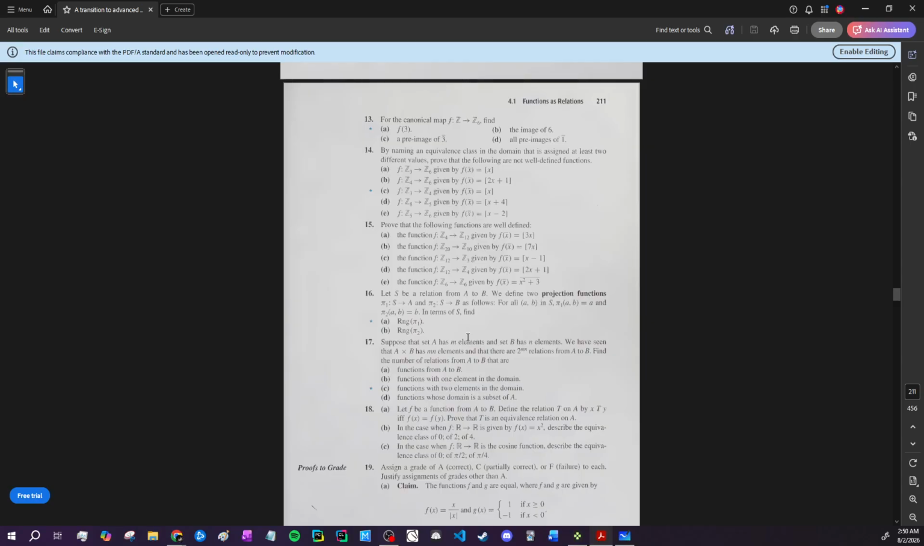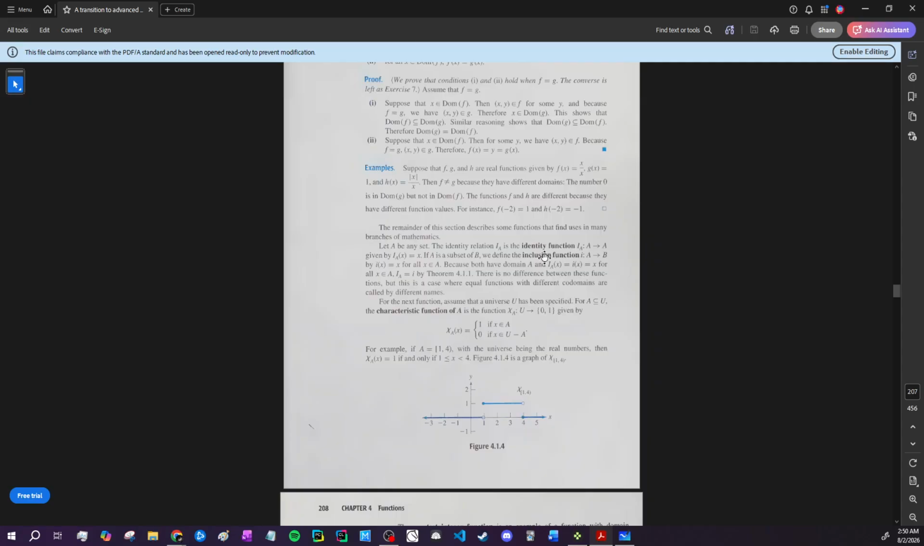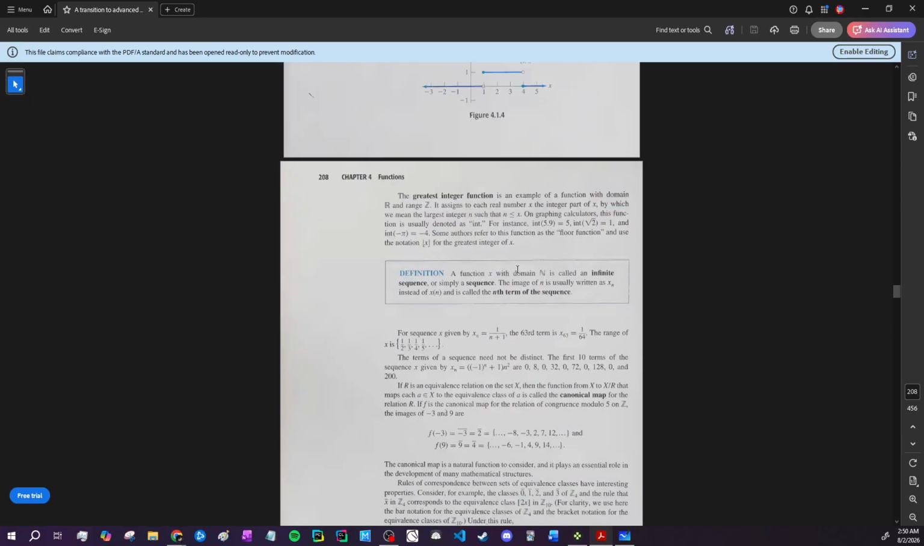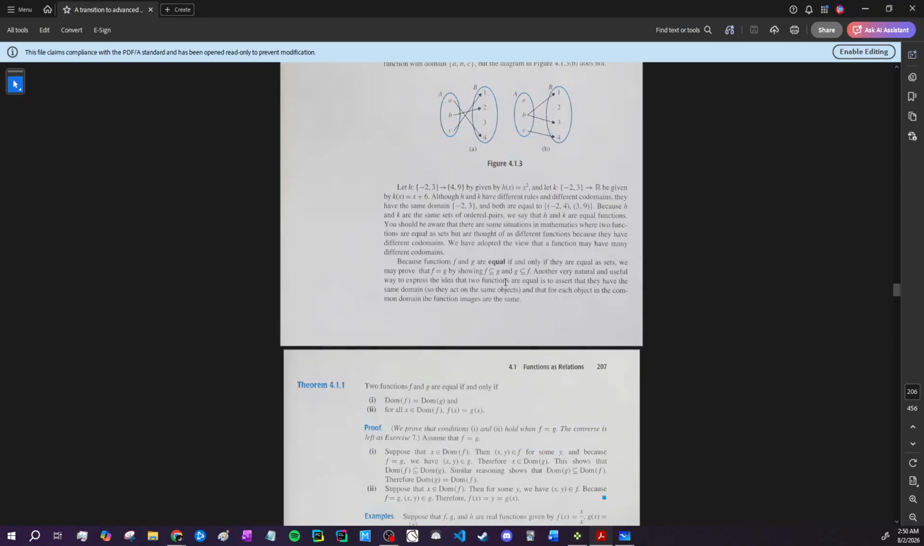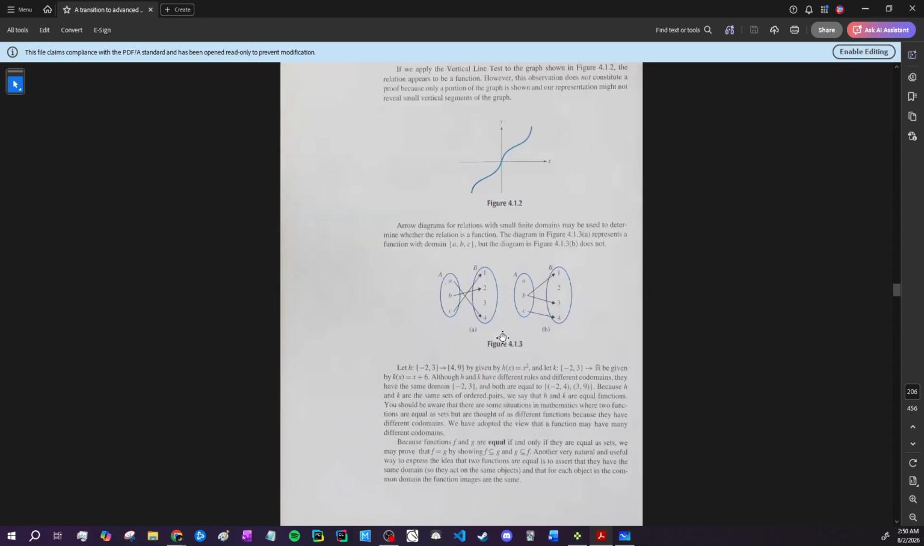Hopefully this is a bit challenging, right? So let S be a relation from A to B. Okay, we define two projection functions. Okay, projection functions. I'm gonna look up and see what projection functions are. No, I'm not familiar with projection functions, unfortunately. I guess I see the word functions used a lot. Yep, as I figured, the word projection function is not here.